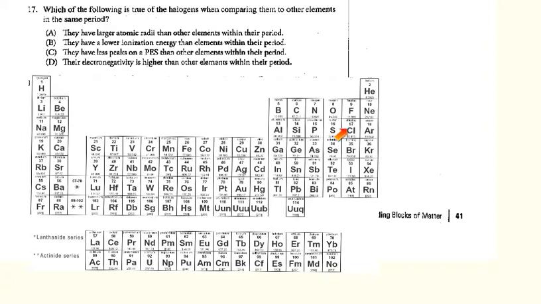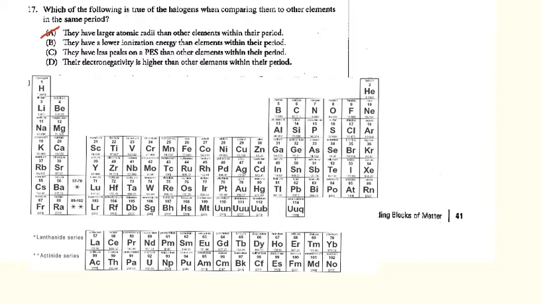Well, they're saying they have larger atomic radii than other elements, and that is definitely not true, because you remember that as we go to the right here, we are gaining protons in the nucleus. Notice 12 protons, 13, 14, and so on. Actually, chlorine has one of the highest numbers of protons, and so it will pull its electrons in. So I don't think that A is going to be the correct answer. So let's see what our next choice is.